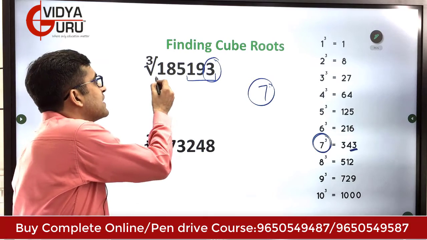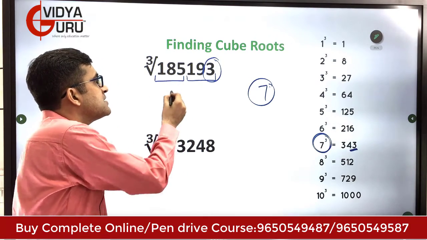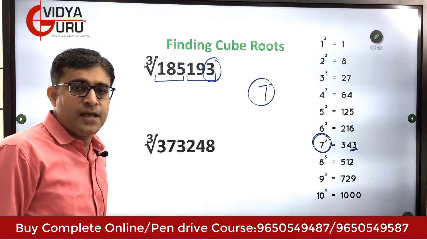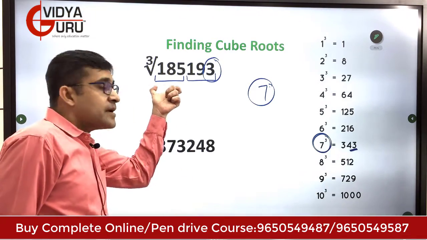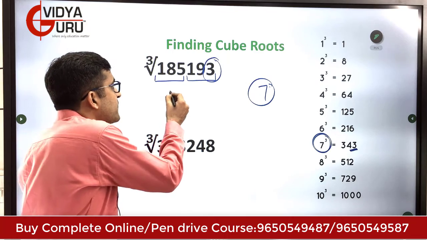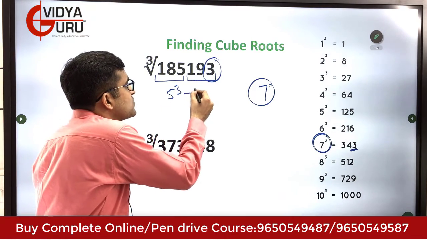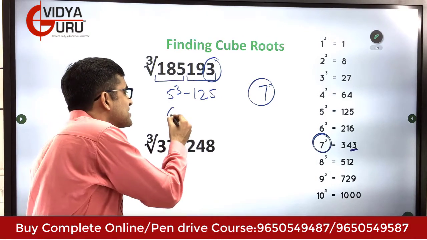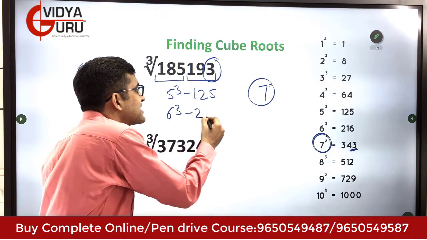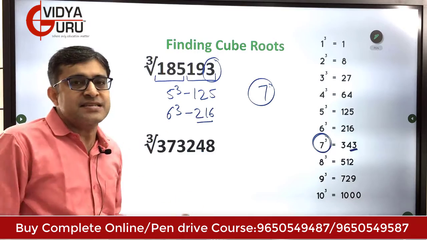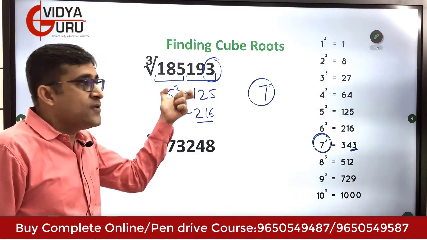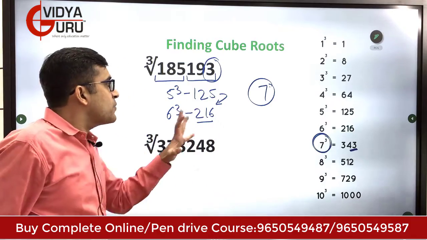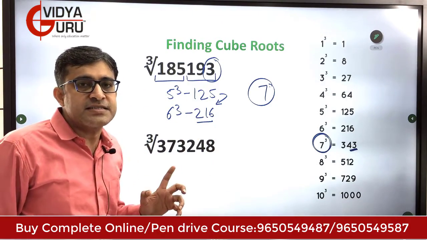Now I need to look at the remaining numbers. The remaining numbers are 185. Very simple. So now think about 185. 5 cube is 125. 6 cube is 216. 185 will lie somewhere between 125 and 216.